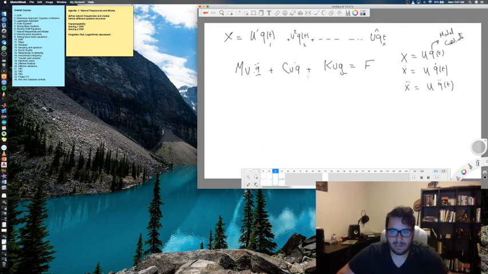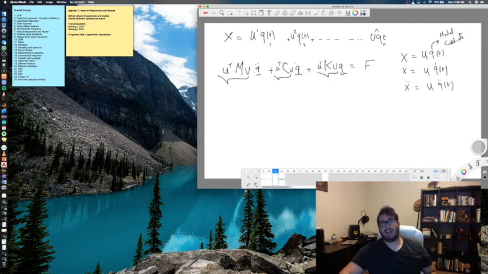So that being said, let me go ahead and pre-multiply all of them by the transpose of that matrix U. When that happens, I get those matrices here. Those matrices are diagonal, because U transpose times U gives you a diagonal matrix, right? So you get your diagonal mass matrix, your diagonal stiffness matrix, and your diagonal damping matrix.